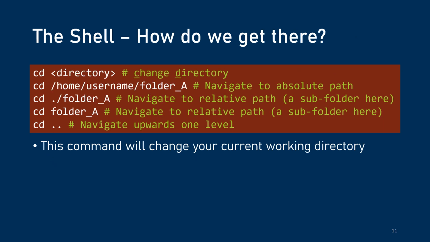All right, now that we've seen what is in our current directory, we can use the cd command, or change directory. We can cd to a relative path. Say we've got a folder called folder A. We can just type cd folder A and go there.